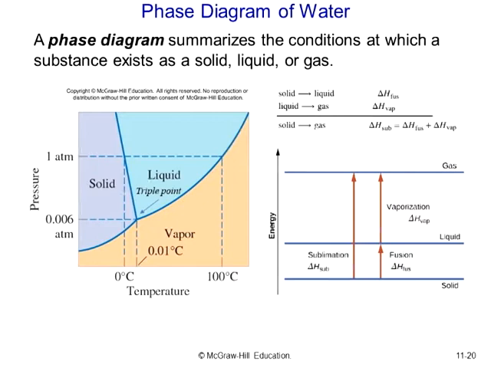Now, again, note that a phase is defined by boundaries. They have clear boundaries that you can define. That brings us to a discussion about phase diagrams, and we will use water as our first example. A phase diagram summarizes the conditions at which a substance exists in the solid phase, the liquid phase, or the gas phase.